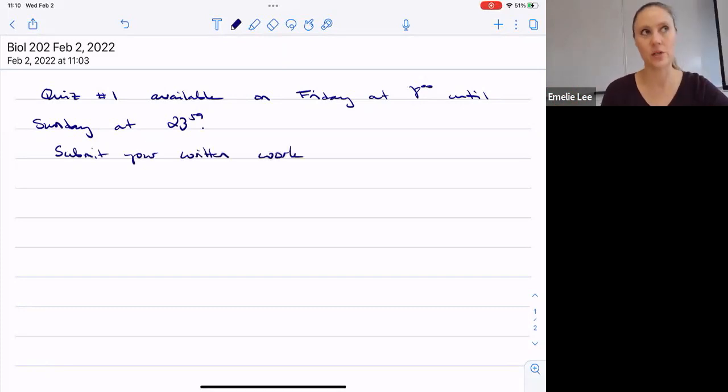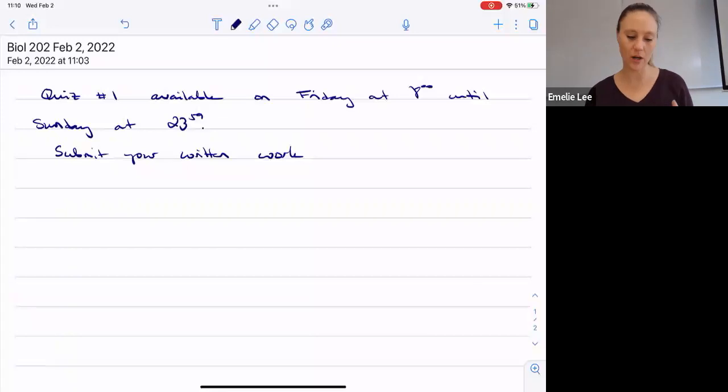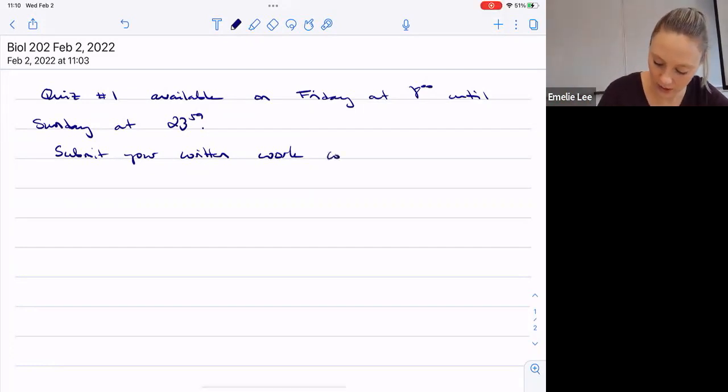Depending on what your setup is, like I work on my iPad, so I would probably just save it as a PDF and upload that to Moodle. But if you're working on paper, which is more likely, then I just have a scanning app on my phone. You can just scan it and upload it. And if you need help, let me know. But submit your written work within 10 minutes.